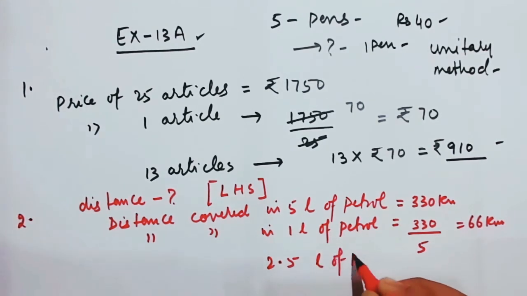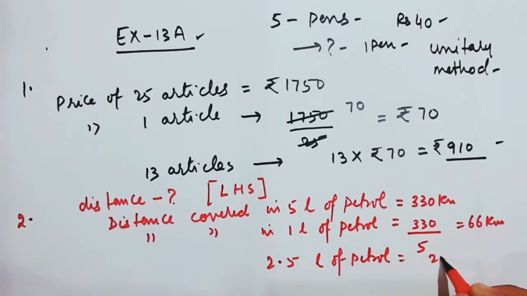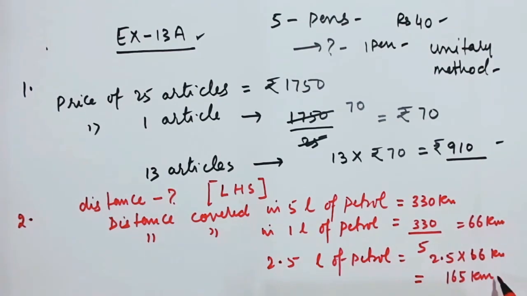So the distance for 2.5 liters of petrol will be how much? 2.5 times the distance for 1 liter of petrol, which when you multiply, you will get how much? You will get 165 kilometers. Okay, come on. Moving on to the next one.